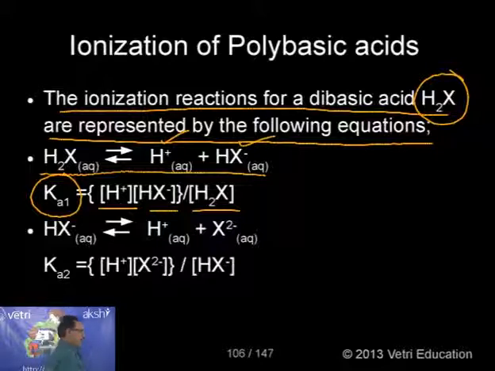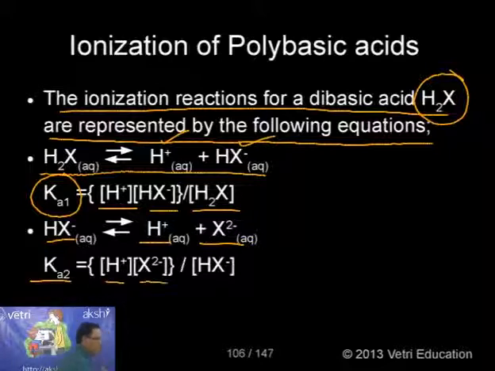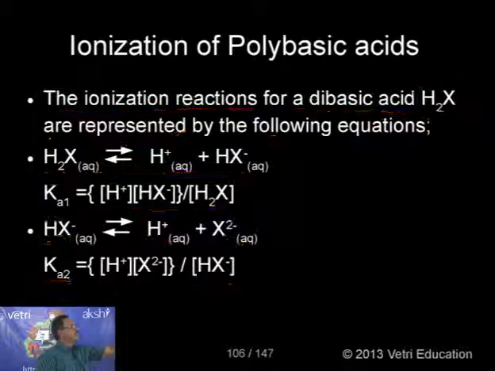Second, the anion HX- ionizes again, giving one more proton and producing the X2- anion. For this equilibrium reaction, I can write the equilibrium constant Ka2, equal to H+ into X2- divided by HX-. This is another ionization constant. So for this dibasic acid H2X, there are two ionization constants, one is Ka1, another is Ka2. This is the interesting information.